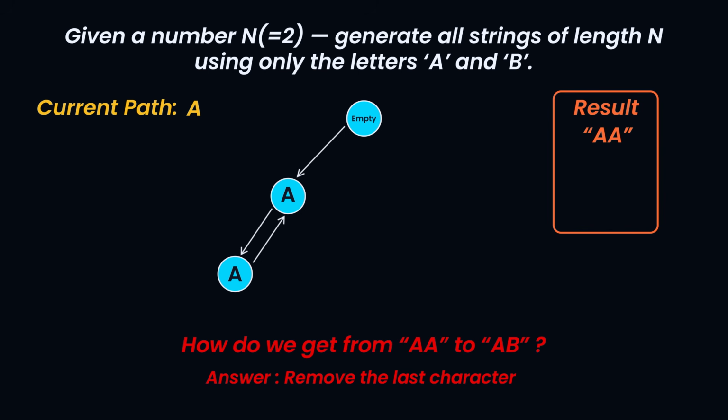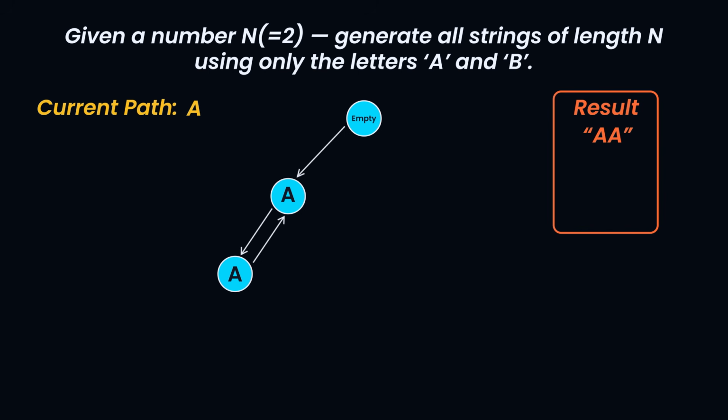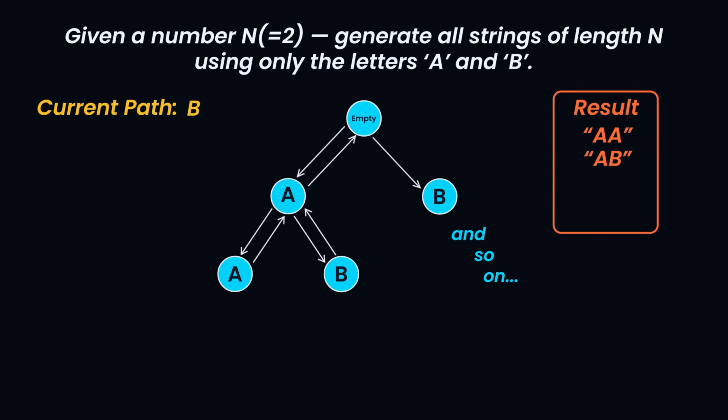Pop the A off the end. Path goes back to just A. Now we add B. Path becomes AB. New answer. And when we've explored everything starting with A, we pop that too. Path goes back to empty. Then we try B. That pop, that single operation, is what makes the whole thing work.